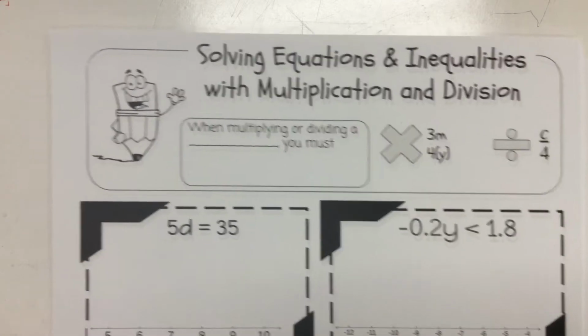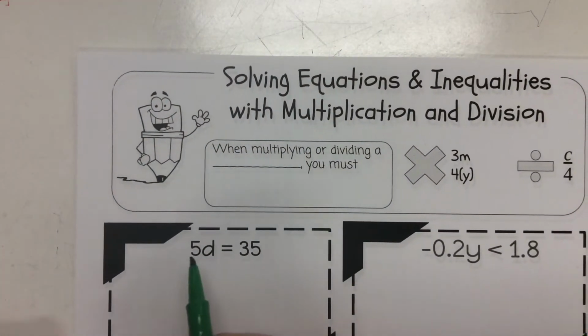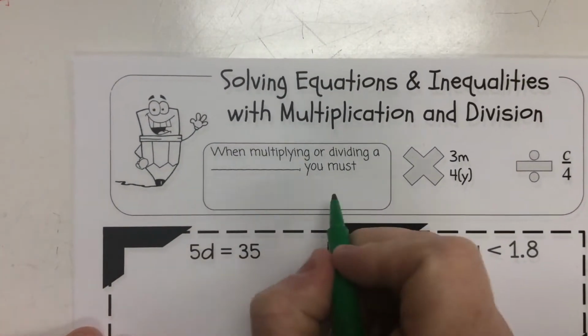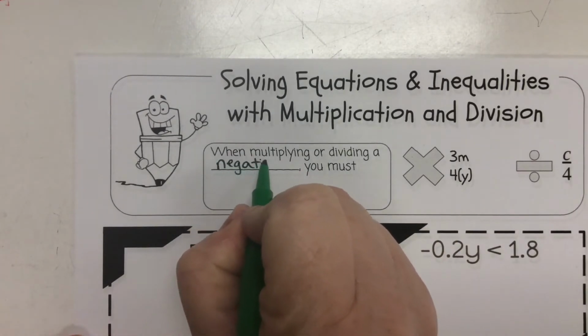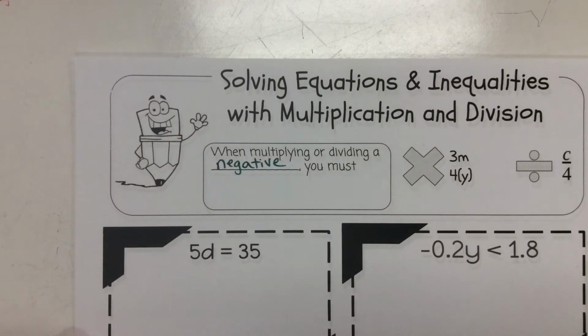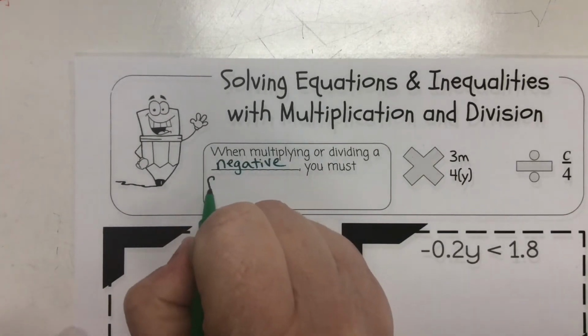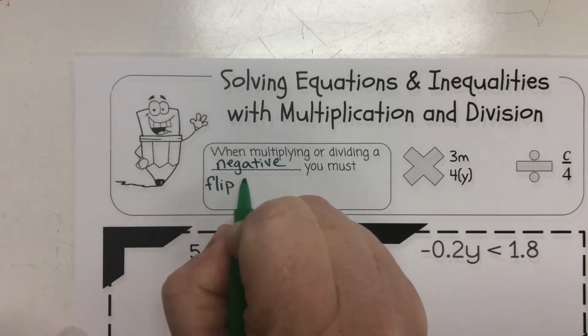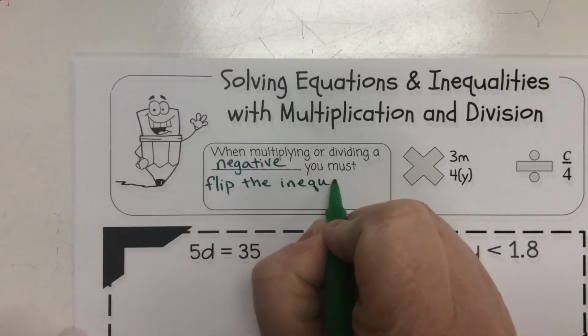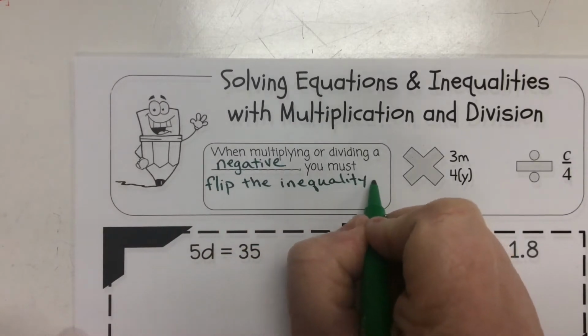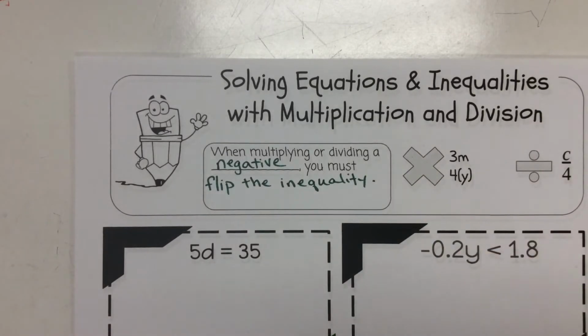So the very first rule, the most important rule here to know, is that when multiplying or dividing by a negative, you must flip the inequality. You must flip the inequality. And I'll show you what that means in just a second, okay?